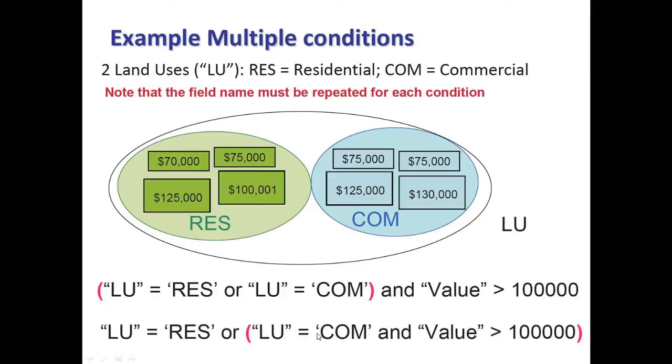Or if you were going to say the land use equals residential, that would include all of the residential, but then if you only wanted commercial properties that had a certain value, depending upon how you bracket that expression, it's going to select it differently.